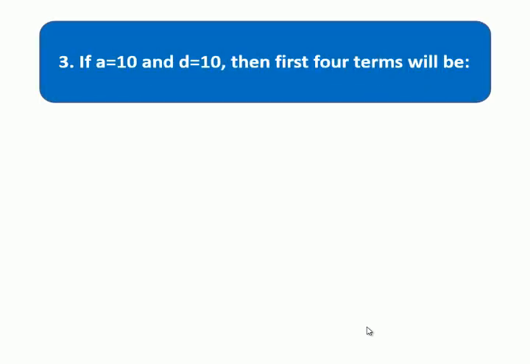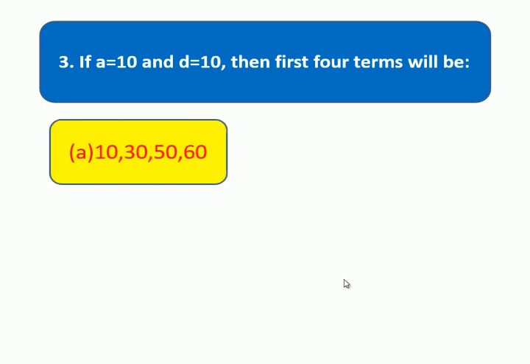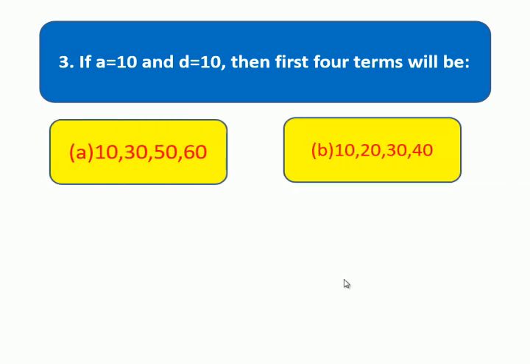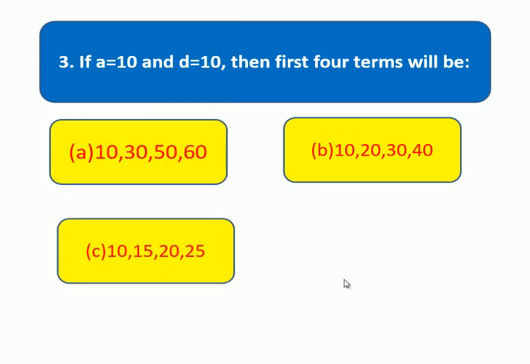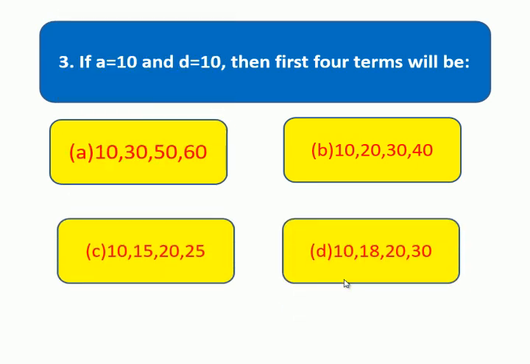If a is equal to 10 and d is equal to 10, then the first 4 terms will be. These two values are given, a is equal to 10 and d is equal to 10. So you find the 4 terms. The options are 10, 30, 50, 60, or 10, 20, 30, 40, or 10, 15, 20, 25, and 10, 18, 20, 30. Okay, it is very easy. You just find the correct option A, B, C or D and write it down in front of question number 3. Now move on to question number 4.